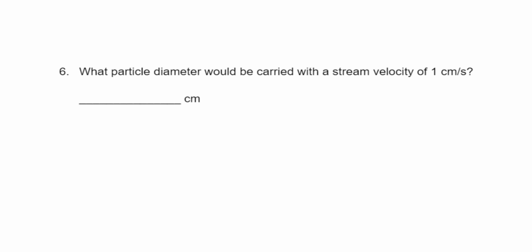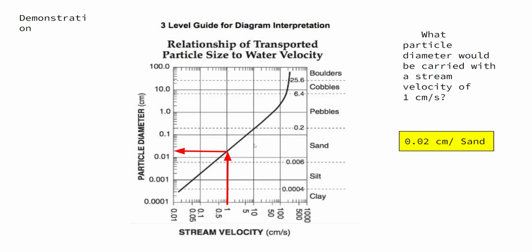Go ahead and try question number 6. Pause this video. So, what particle diameter would be carried with a stream velocity of 1 centimeter per second? The correct answer is 0.02 centimeters, or sand.